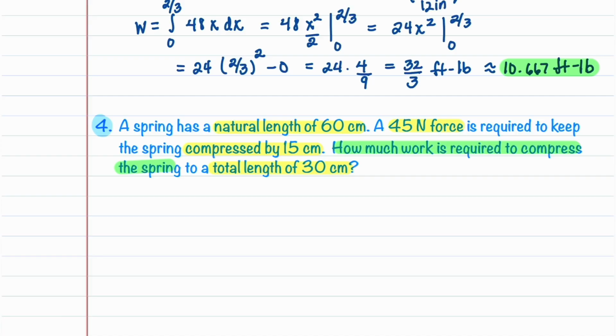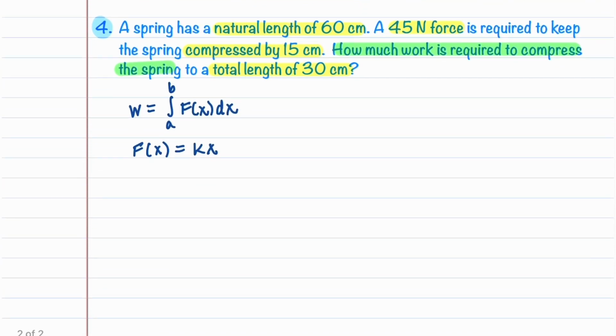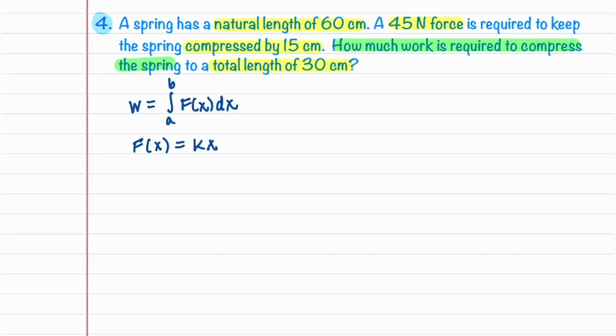Similar to our previous problem, the work required to compress the spring is equal to W, and it's the integral from a to b of f of x dx, where f of x is equal to kx, which is found from Hooke's law. To evaluate our integral, we need to find k, a, and b. Let's start with k.